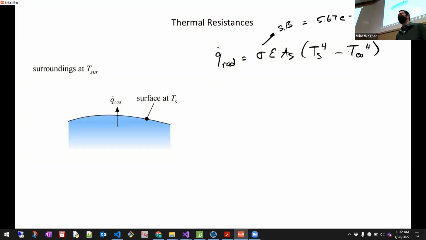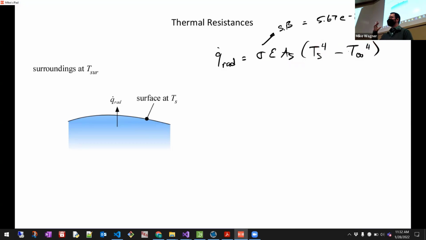Epsilon is the surface emissivity. That's always between 0 and 1. And A_S is the surface area exposed for radiation. So there's a bit of a complication though. We can't just take this as 1 over our resistance because we have the fourth power here. These temperatures are to the fourth power. So how do we deal with that?